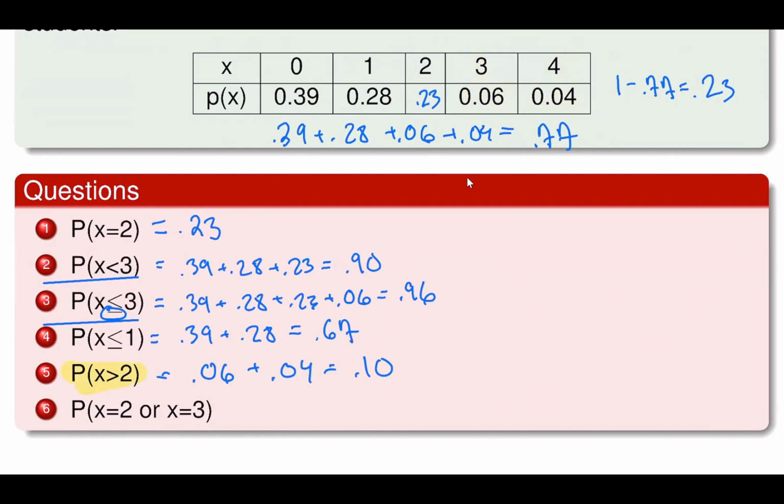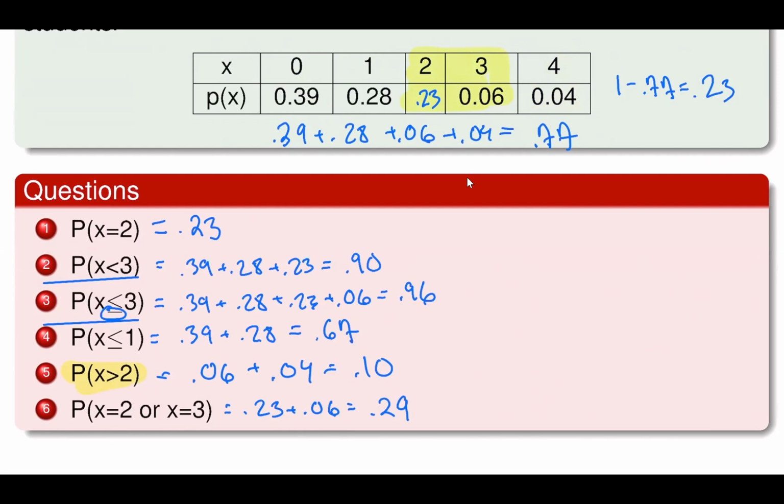So that means we want these two values over here. So if you do the probability that x is equal to 2 and then add it to the probability that x is equal to 3, you get 0.23 plus 0.06, which is 0.29. And that's it for that problem.